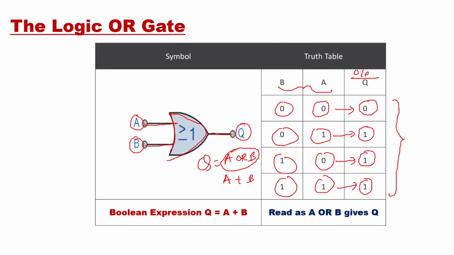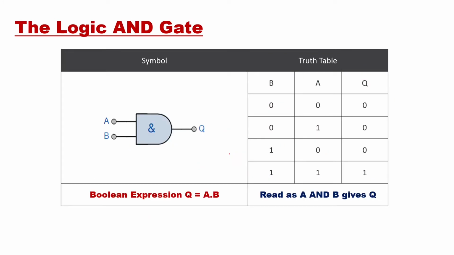Then we'll go to see another gate, the logic AND gate. So here you can see the symbol of the logic AND gate. This is what you have to first remember, the symbol. So the AND gate looks like this. Here also we are going to take a 2 input AND gate. So one input will be A, another input will be B, and the output will be Q. Depending upon certain combinations of the inputs, you are going to get certain outputs.